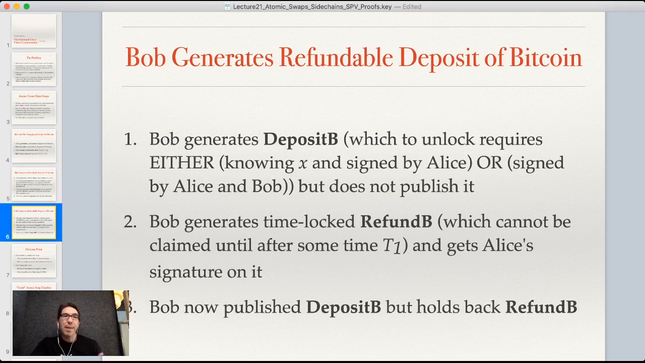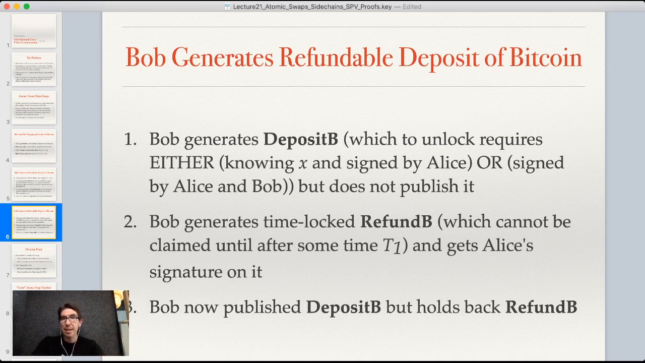Meanwhile, Bob does basically the counterpart to this. He generates a deposit, which to unlock requires either knowing the value of X and a signature by Alice, or a message signed by Alice and Bob. But again, he doesn't yet publish it. So Bob now generates the counterpart to his refund and gets Alice to sign that.